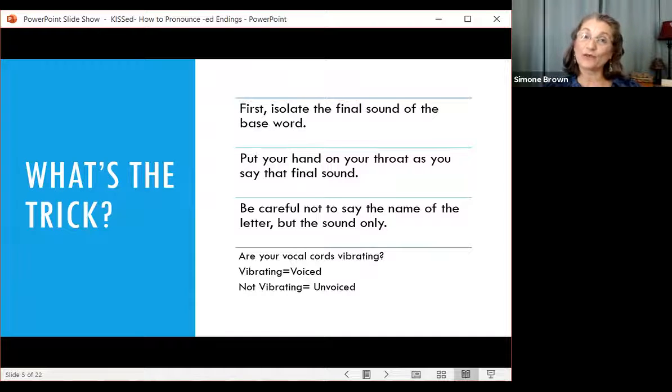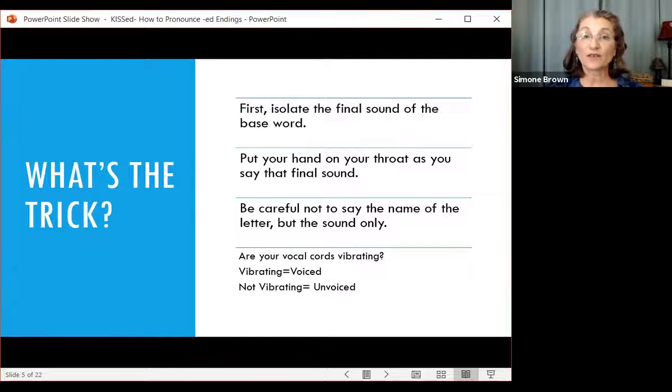So it's going to be slow this time, but once you learn the process, then you'll understand. First, you isolate the final sound of the base word. Don't worry, we're going to practice this in a minute. So you isolate the last sound of the base word. So if the word is kiss, then the last sound is s. Okay, so without the ed ending, what is the final sound?